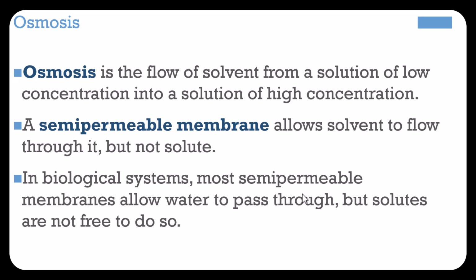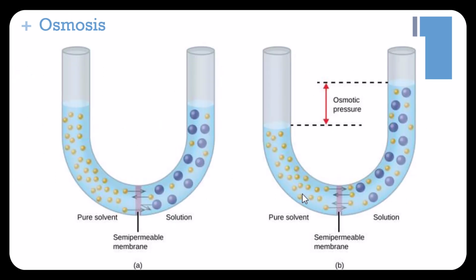So the big thing here is solvent moves, and it moves from low to high. Here's just a picture of a solvent moving. In the first one, we see the water lines are the same. The yellow represents water molecules. The purple represents a solute particle. So at time equals 0, at the beginning here, we see the levels of water are the same.